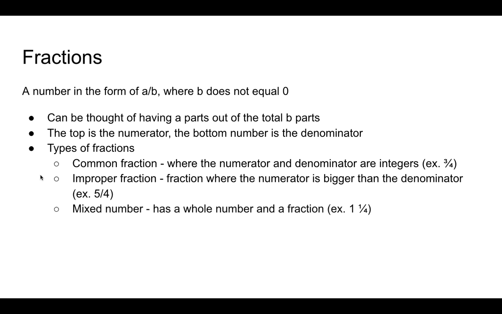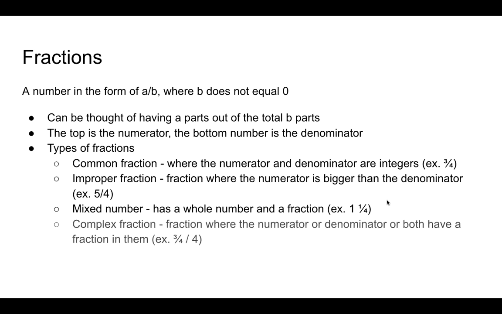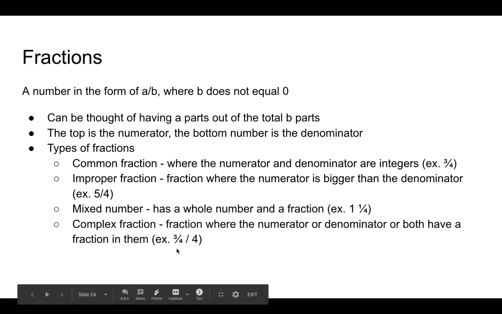We have a mixed number, which is a number that has a whole number out front and then a fraction. So an example here, 1 and 1/4. We have complex fractions as well, and this is a fraction where the numerator, denominator, or possibly both have a fraction in them. So for instance, 3/4 over 4 has a fraction in the numerator, and then it still has a denominator of 4, so therefore it's a complex fraction.